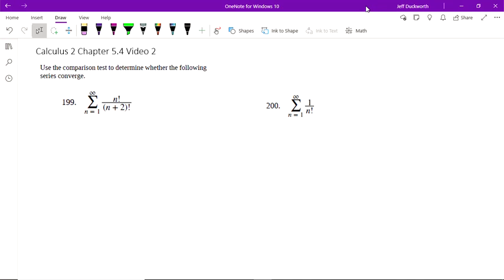Here to show you a little bit more about the comparison test. All right, 199, we've got to compare that to something. So let's first try to rewrite this.